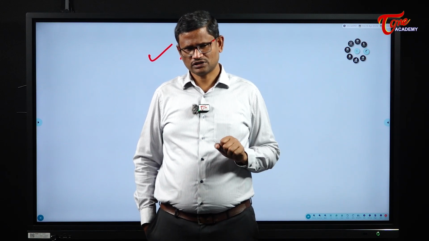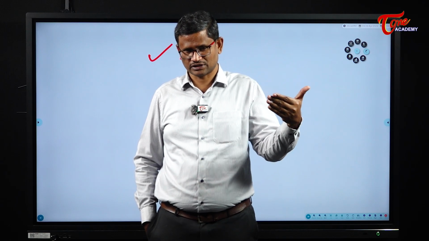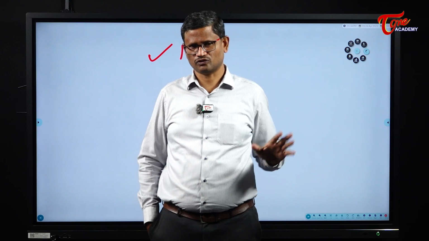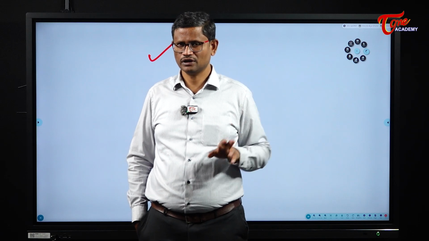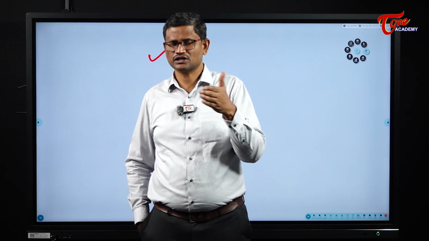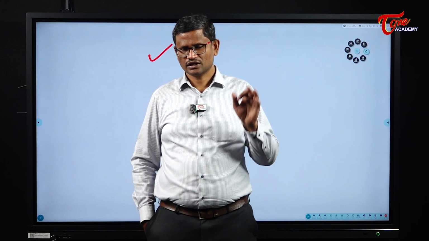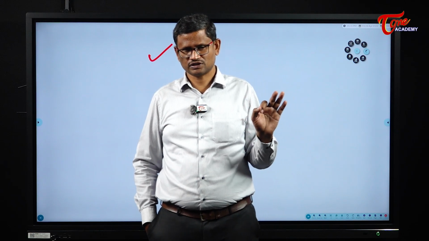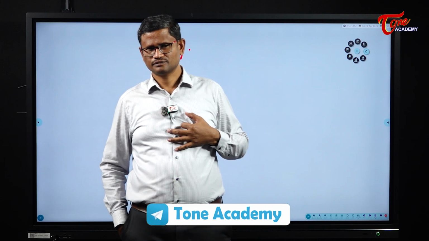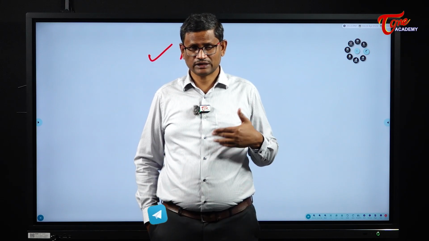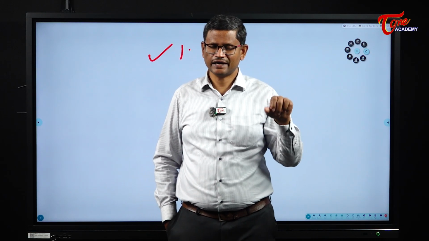Article 201 says that if a bill is reserved by the governor for the consideration of the president, the president has the following options before him. He can say yes to the bill, he can say no to the bill, or he can send it back for reconsideration. If it is sent back, the state legislature must reconsider it within 6 months and send it back to the president through the governor. Here, once the bill is reconsidered by the state legislature and goes back to the president again, the president can keep it for an indefinite time.